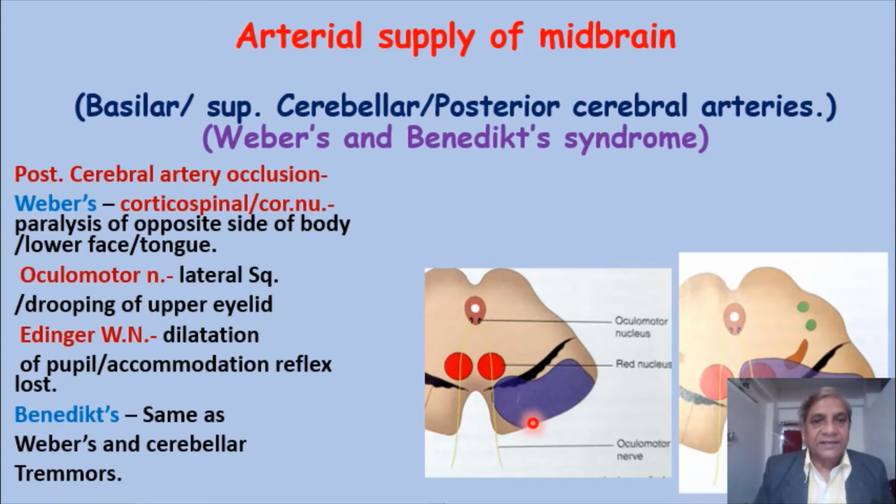And then paralysis of the lower face and paralysis of the tongue will occur. Why will the lower face and the tongue be paralyzed? Because the fibers which are going to the facial muscles, the lower facial muscles, will also be affected. So the lower face and the tongue will be affected here because of the corticonuclear fibers.